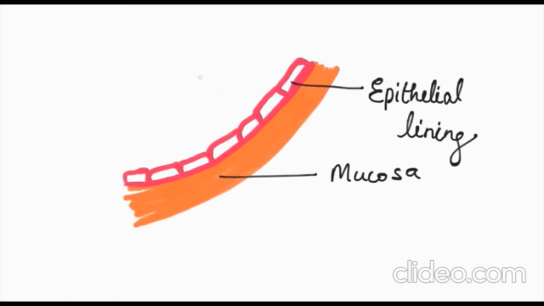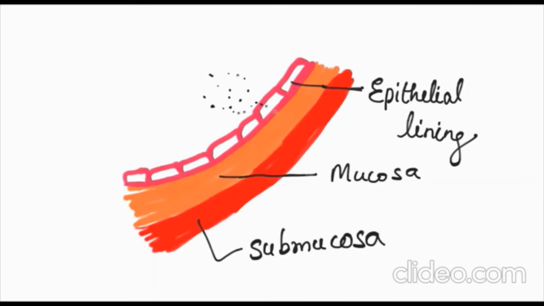My stomach has basically these following linings. The first is the epithelial lining, then there is mucosa, then there is submucosa. Submucosa leads into the systemic circulation. It has a lot of blood vessels.